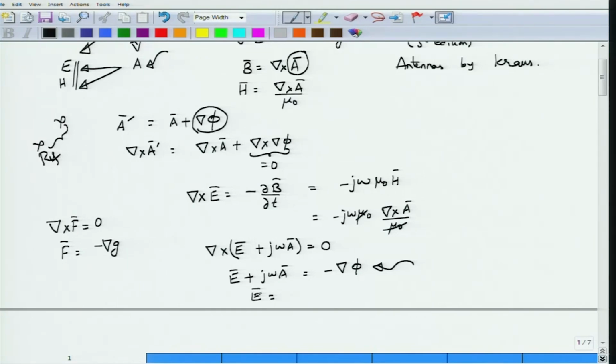So, I can obtain the definition for phi. It is the electric scalar potential, not in the static case, because we are already in the time varying case. E can be written in terms of A and phi, A being the vector potential, phi being the scalar potential, as minus j omega A minus gradient of phi. So, in introducing this gradient of phi, we are able to now relate both E and H to this quantity A.